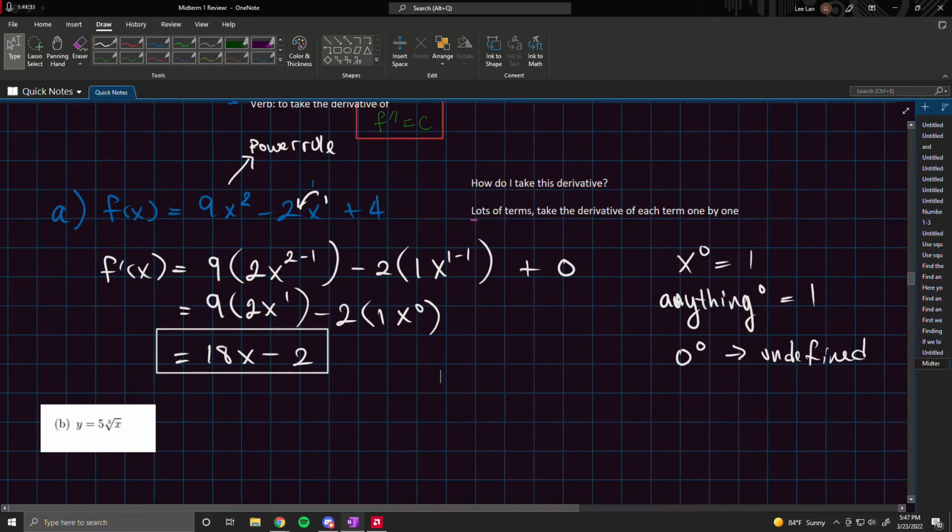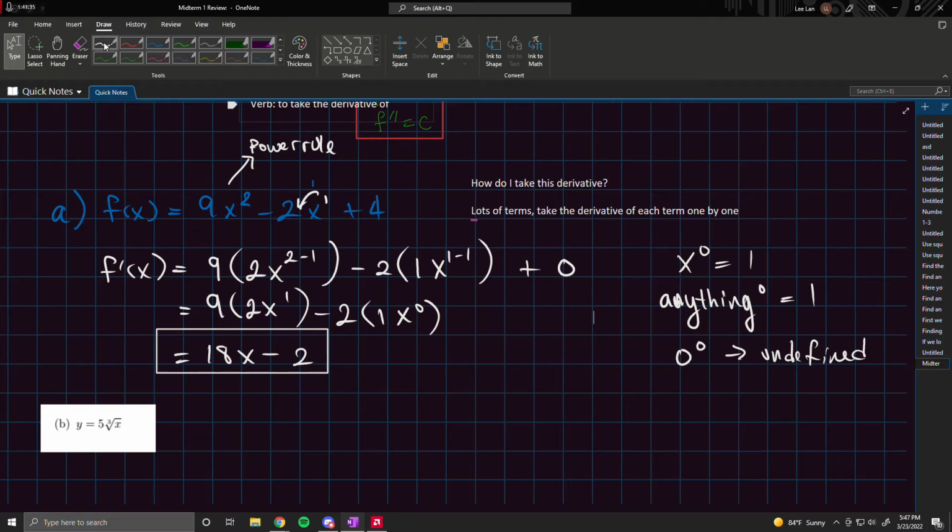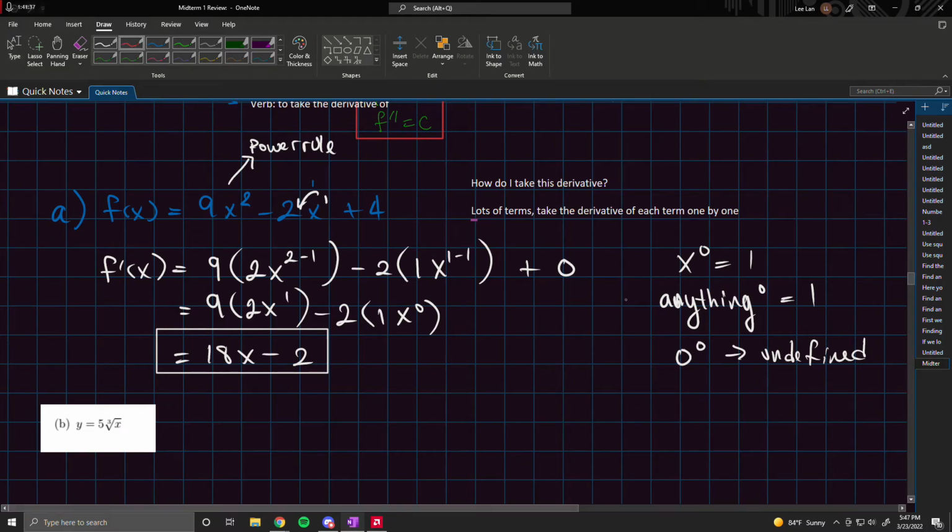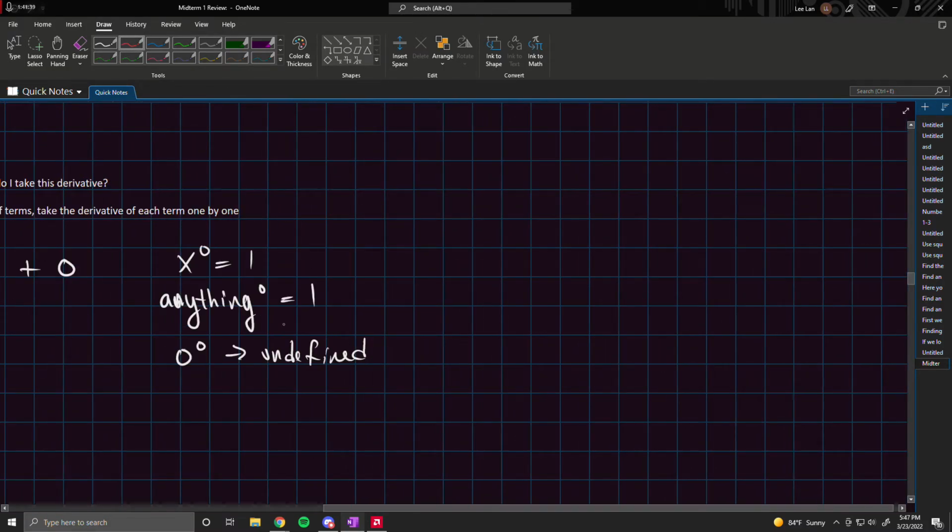Why is anything to the 0 equal to 1? Well, let's look at powers of 2. So we have 2 to the 1, 2 squared, 2 cubed. So 2 to the 1, that's just one copy of 2, so that's 2. And then 2 squared, that's 2 times 2, which is 4. And then 2 cubed, that's 2 times 2 times 2, which is 8.